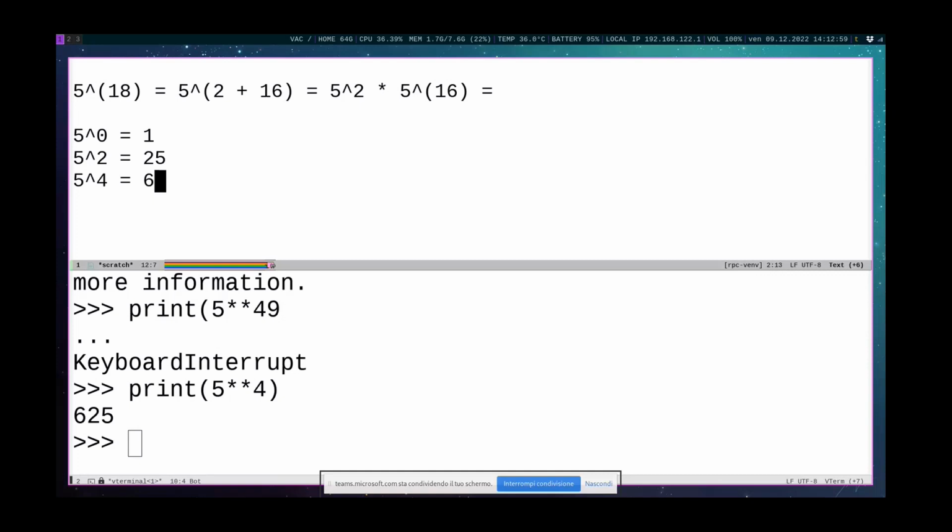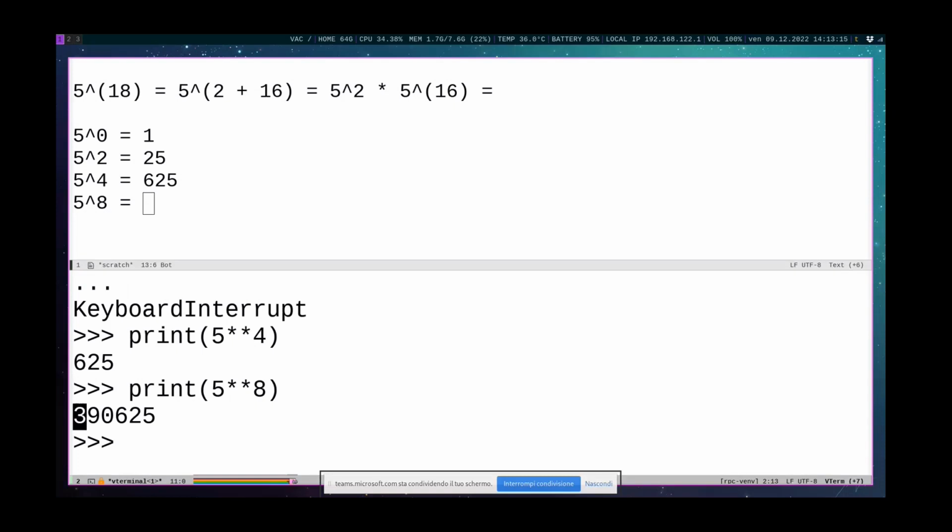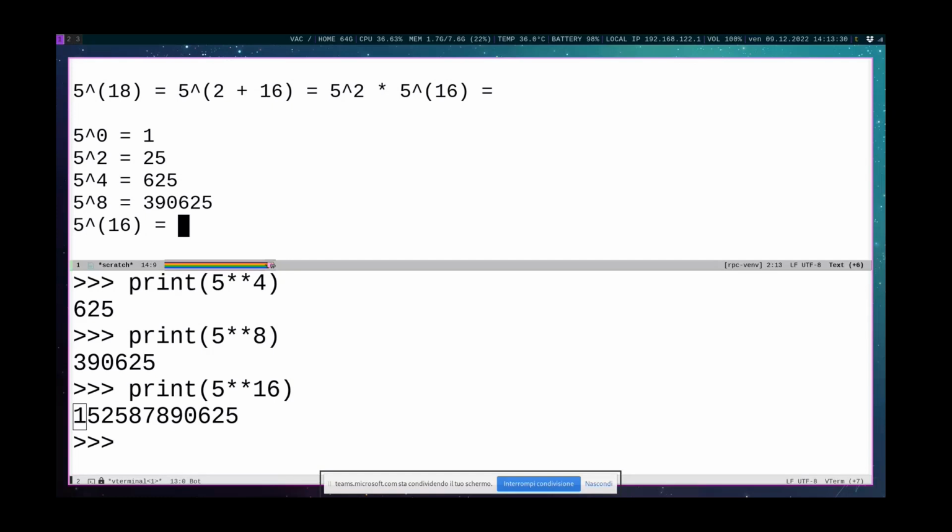Which is 625. And I'm not going to do 5 to the 5th or 5 to the 6th. I'm going to do 5 to the 8th, which is the next power of 2. And then I do this, I get this number. Of course, this number grows very fast because the exponent is growing very fast. The next number is going to be 5 to the 16, the next power of 2. I compute this, so 16. I have this huge number.